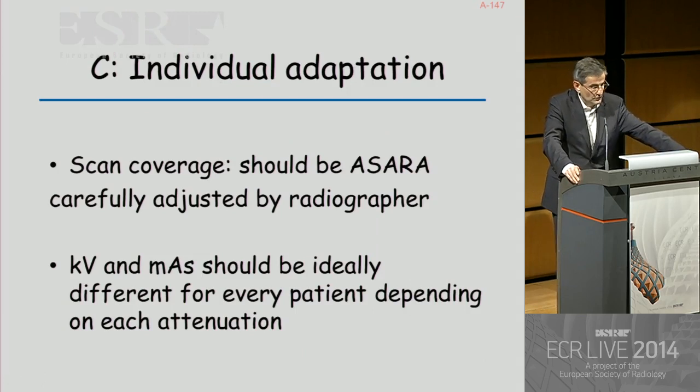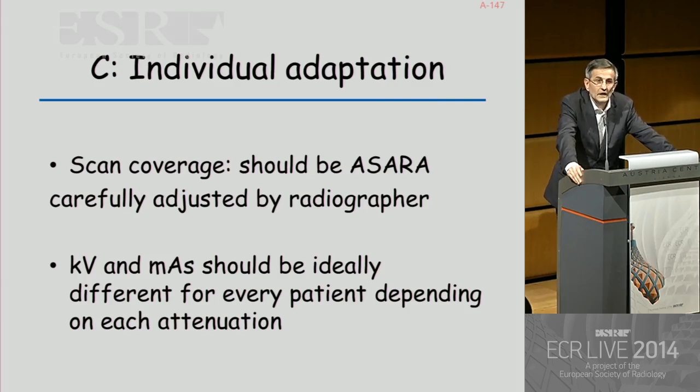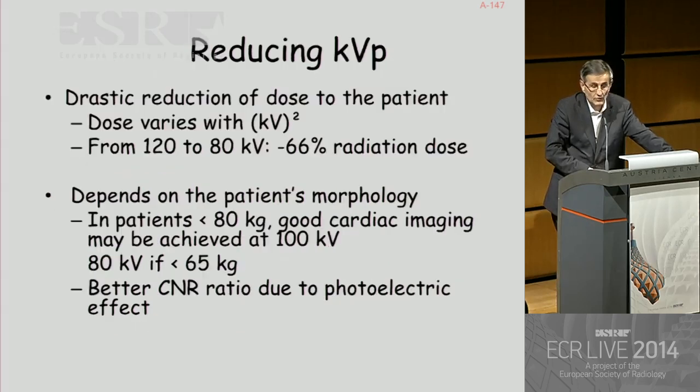So the third road is individual adaptation. First, it means that scan coverage should be as short as reasonably achievable. In fact, it should be adjusted by the radiographer, and they should learn how to scan the heart, and only the heart, not the pancreas, for example. And also there is an open question about the ideal adaptation of kV and mAs, because it should ideally be different for each patient, depending on their own attenuation.